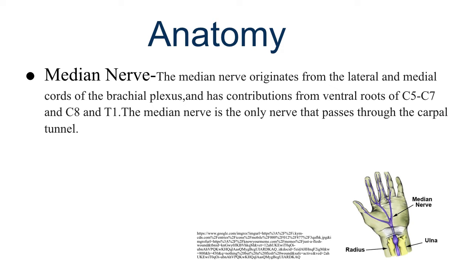Median nerve. The median nerve originates from the lateral and medial cords of the brachial plexus and has contributions from ventral roots of C5, 6, 7, 8, and T1. The median nerve is the only nerve that passes through the carpal tunnel, which relates to carpal tunnel syndrome, which will not be covered in this presentation.